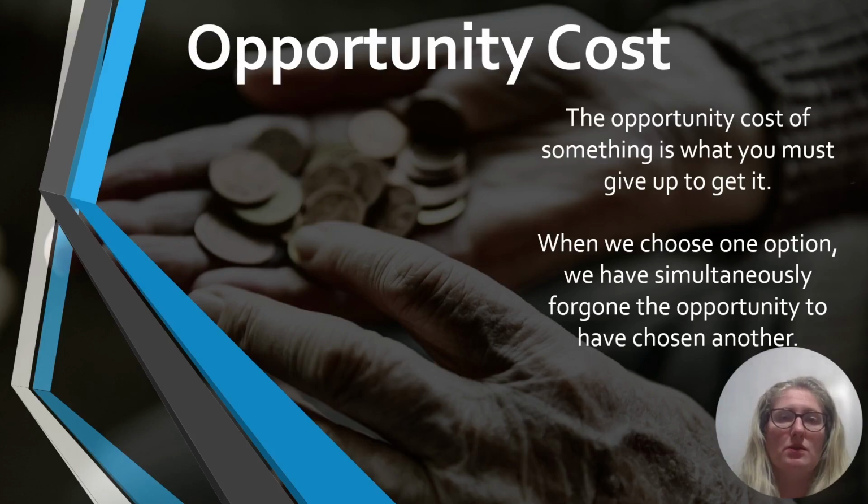Opportunity cost is the cost of what you must give up to get something. When we choose one option, we have simultaneously forgone the opportunity to have chosen another. For example, when you purchase a candy bar from the snack machine, it may cost you $1.50, but with that $1.50, you could have chosen a bag of chips or a different candy bar. The opportunity cost of the candy bar is the other options that you gave up by making the specific choice.